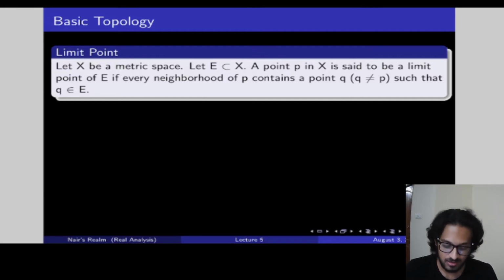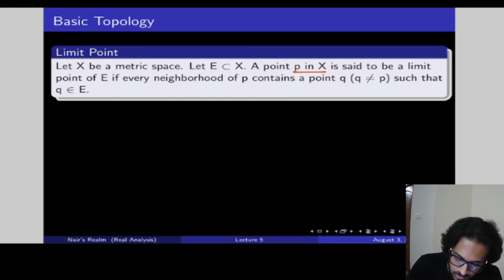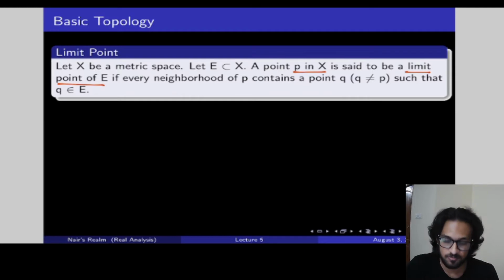If X is a metric space and E is a subset of X, a point P in X is said to be a limit point of E if every neighborhood of P contains a point Q such that Q belongs to E, where Q and P are not the same point.